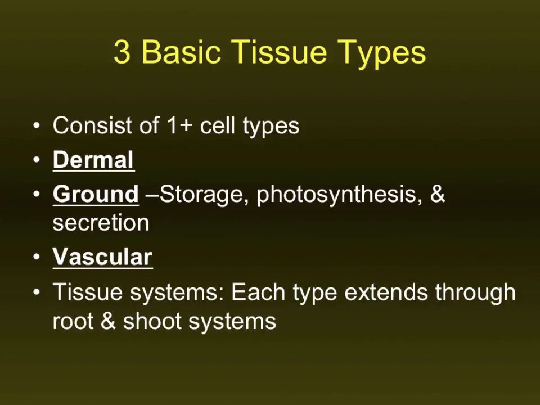Now, one of the things that's a bit different from what plants are as opposed to what animals are is that the tissue systems go from organ system to organ system. So there's a connection between, say, the vascular tissue in the roots and the vascular tissue in the stem.